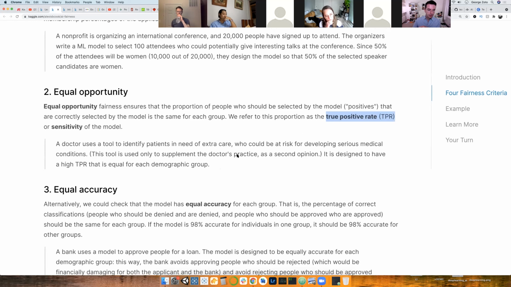One example here is that a doctor is using a tool to identify patients that need extra care. And this again is used only to supplement the doctor's practice. It is designed to have this high true positive rate for each demographic group, based on, again, sex, race, religion, and so forth.